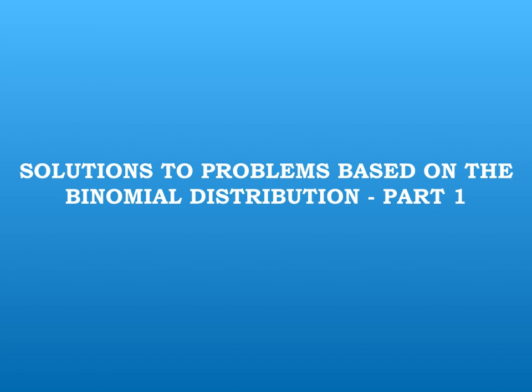Let's have a recap of the PMF of the binomial distribution. It is P of x equal to nCx, p to the power x, q to the power n minus x, and the range of x is 0, 1, 2, and so on till n, 0 otherwise. Remember that n is the number of trials, p is the probability of success, and q is the probability of failure. The binomial distribution has two parameters, n and p.